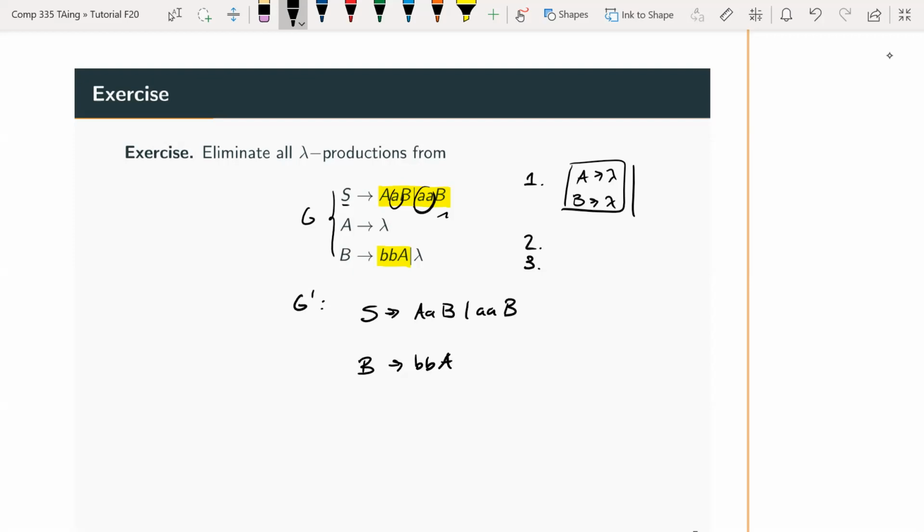So let's do it. Let me separate these. Let's do it for capital A, little a, capital B. So what are the possible replacements? Well, you can replace capital A by lambda, so that would give you aB. You can replace capital B by lambda, that would give you Aa. And you can replace both by lambda. In this case, you're not going to get a lambda again. So you can replace both by lambda and just get little a, right?